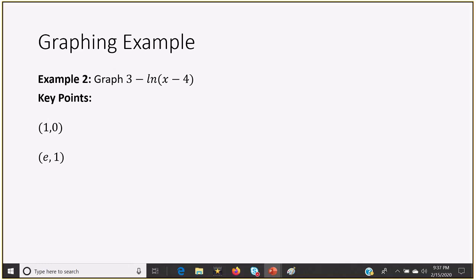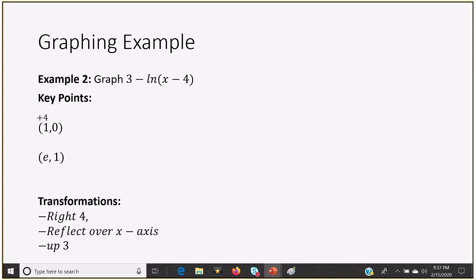So the next step in the process of a transformation question is to describe the transformations. Looking at my 3 minus ln of (x minus 4), my first transformation is I'm shifted to the right 4. That's what's inside my log. And then my second transformation is the negative outside means I'm flipping over the x-axis, so I'll be multiplying my y by negative 1. And then my last transformation is up 3. So now we apply them.